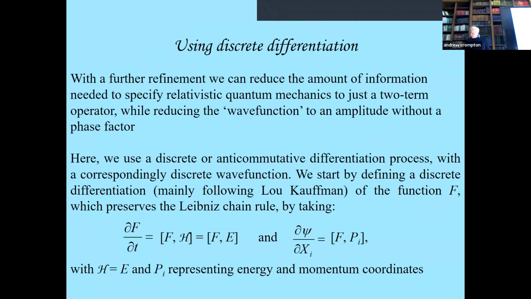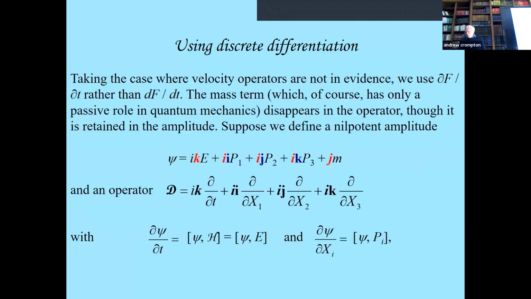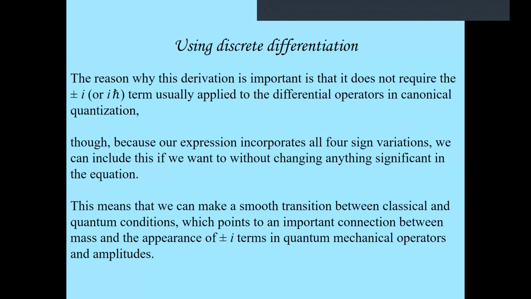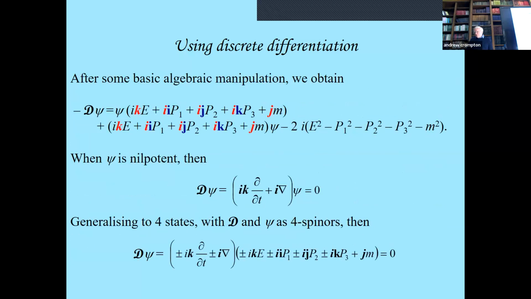And this is using discrete differentiation, something Lou Kauffman's interested in. You can replace differentials by commutators, and I've done that. And what I find is I don't need the mass term in the operator. You can see my operator there in the middle equation has no mass term, just the differentials. And this you get nilpotency. You get a mass term in the wave function, but you don't get it in the operator.